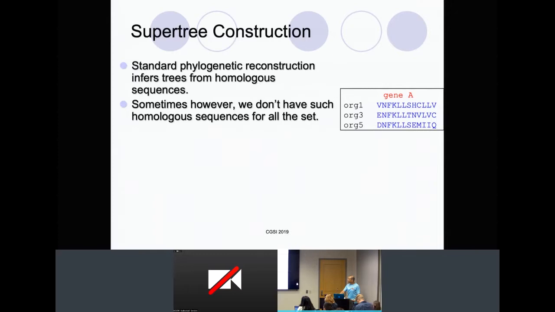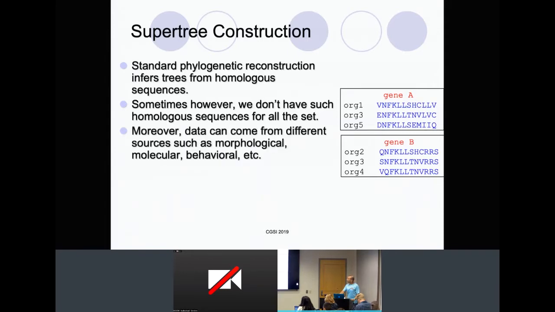But sometimes we don't have this gene for all organisms. For instance, here we have gene A only for these three guys, but gene B for the other guys. So what we can do is we can build the histories for this gene and the histories for this gene and amalgamate that. And that actually explains to you all the idea about supertrees.